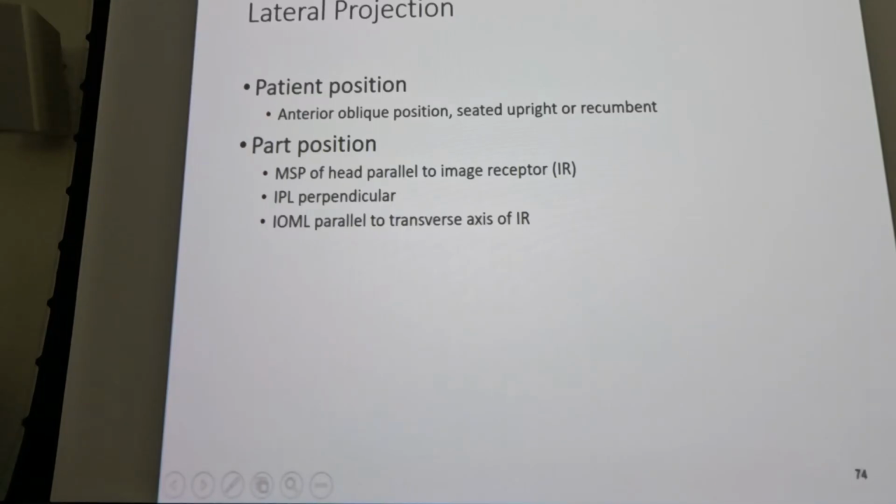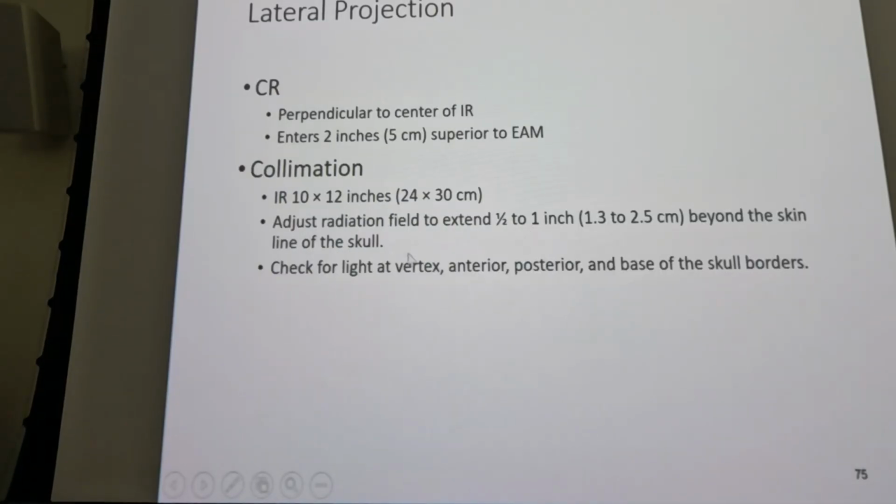So lateral projection, what we want to do is put the interpupillary line perpendicular, OML parallel to the transverse axis of the image receptor. And now what you're going to do is extend your radiation field about an inch, no more than an inch, past the skin line, and you're going to put your central ray 2 inches directly above the EAM.